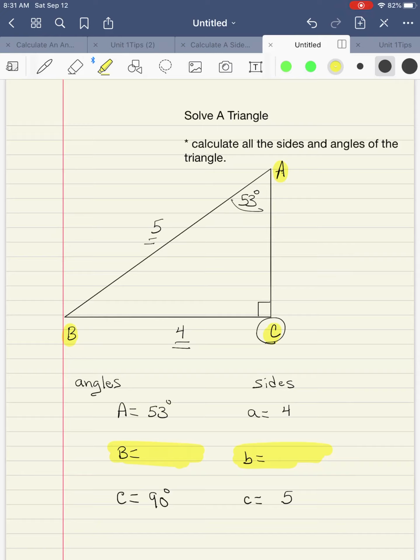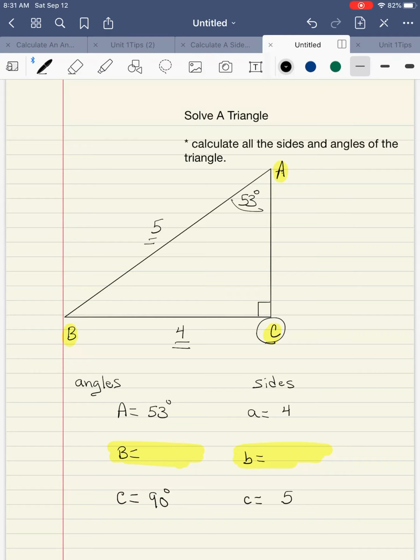Again, if you had X, Y, Z, you'd be using capital X, Y, Z for your angles, and then small x, small y, and small z. It doesn't really matter what letters they use to label the vertices of your triangle. At this point you've got everything in your toolbox. Now you can label opposite, hypotenuse, and adjacent, and you can use sine, cosine, tangent.